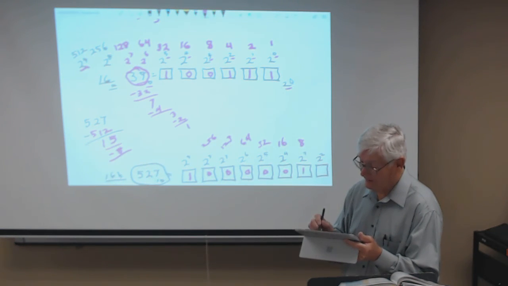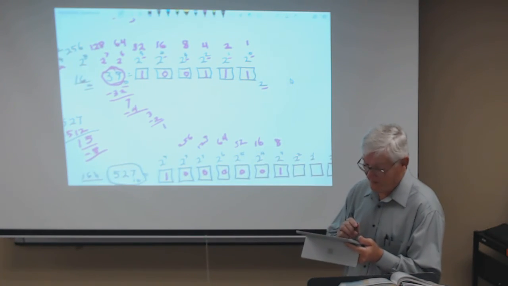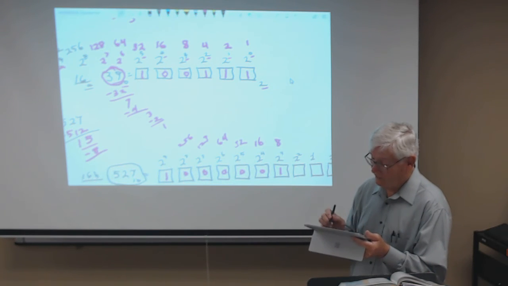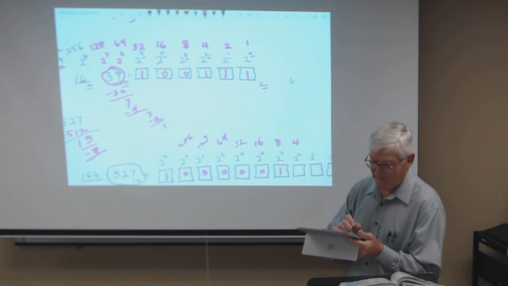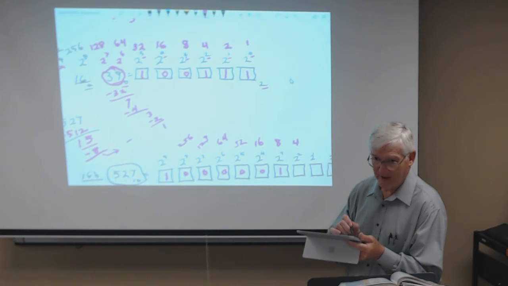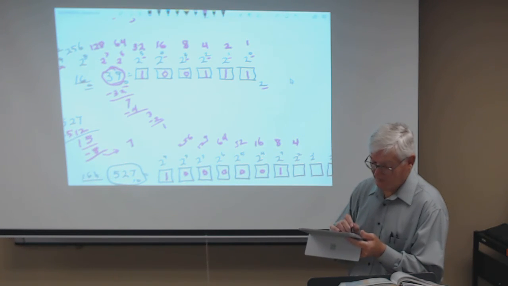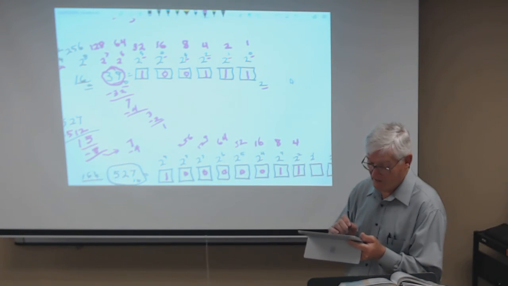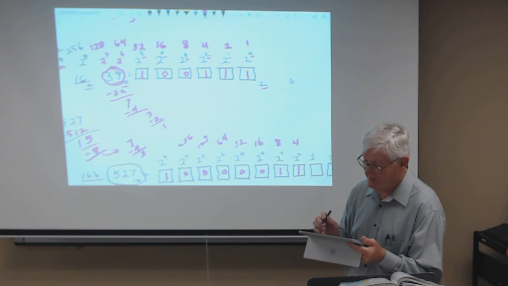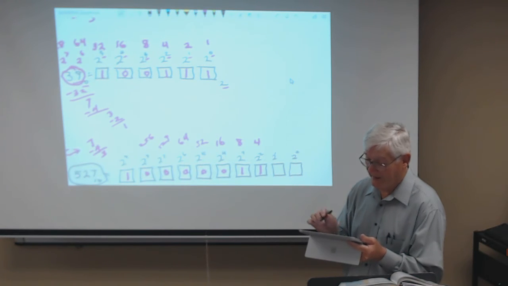So I put one of those down here. And then what's 2 to the 2nd? 4. What's 15 minus 8? 7. Is that right? Then I subtract 4. So I put one of these in there. And that leaves me with 3. And how do I say 3 in binary? 1, 1.